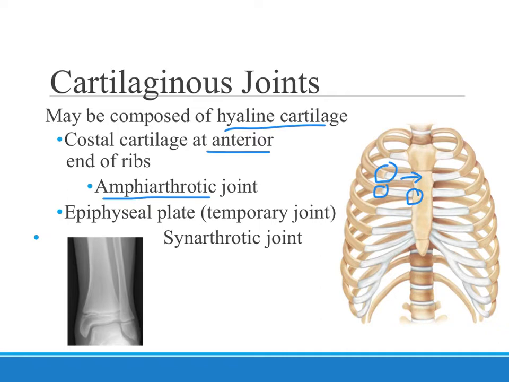Another type of cartilaginous joint, which is really just a temporary joint, is at the growth plate, or the epiphyseal plate. This does not have any kind of movement because, of course, it's where your bone is growing. So we have our epiphyseal plate here, with new bone on one side and new bone on the other side. This cartilage is the place where the bone is being laid down. But it is considered a joint because it is connecting two different pieces of what eventually will become one long bone.